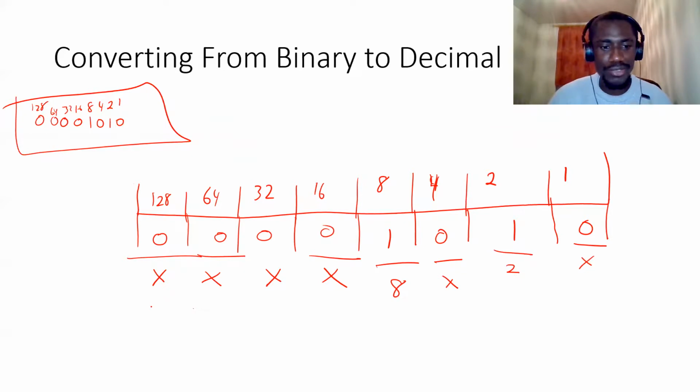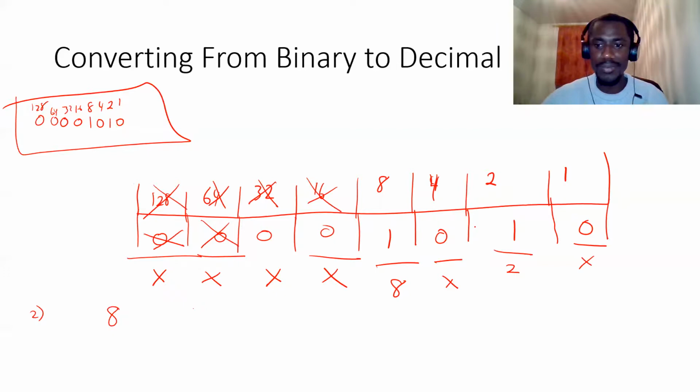So our next step will be to ignore all the ones that have X's. So we're ignoring this. This is gone, this is gone, this is gone. And then we keep the 8. So we have 8. And then this is going also. Then we can keep this, which is 2. This is also gone. So we can see that we have only 8 and 2.